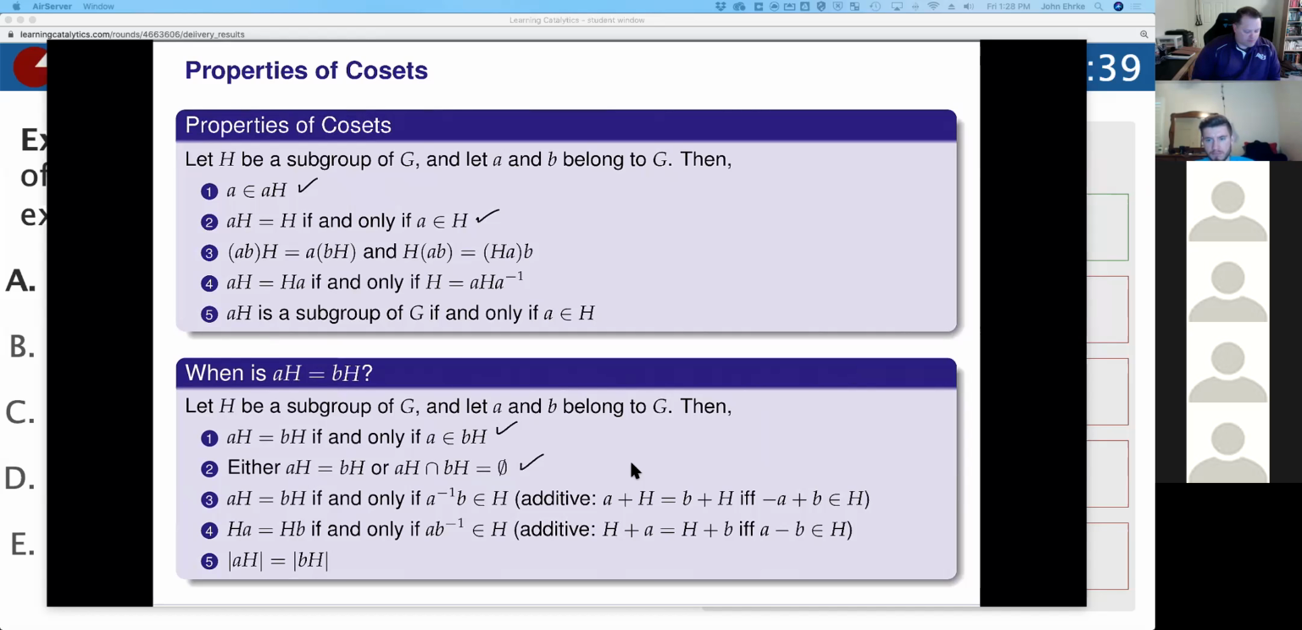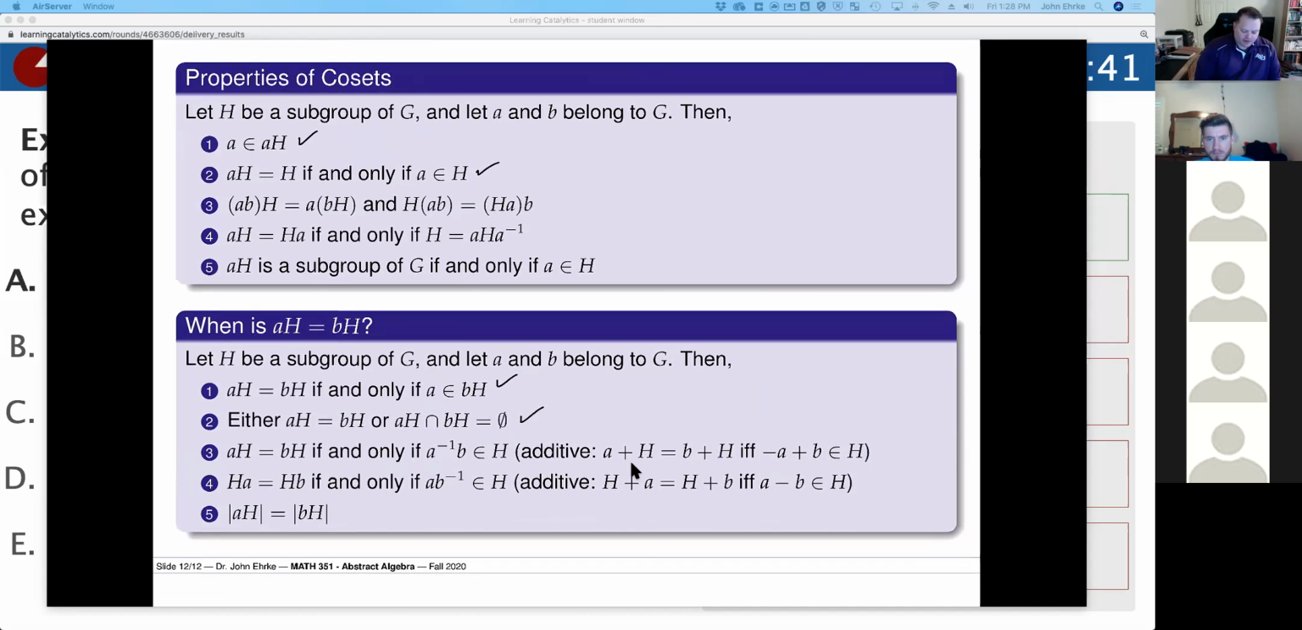I want to talk about number 5 real quick down here at the very bottom. Number 5 says that the order of a coset with A as a representative is always the same as a coset with B as a representative. And this doesn't matter what A and B are. What I mean by that is if you generate a coset for a given group and a given subgroup, all of the other cosets for that subgroup will have the exact same number of elements.